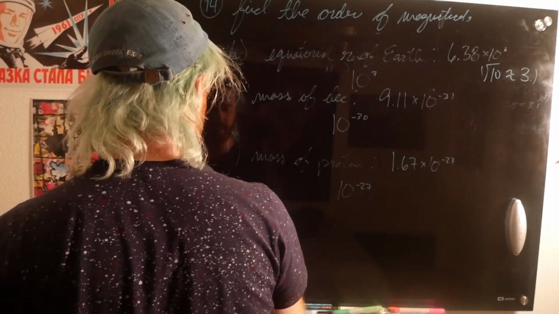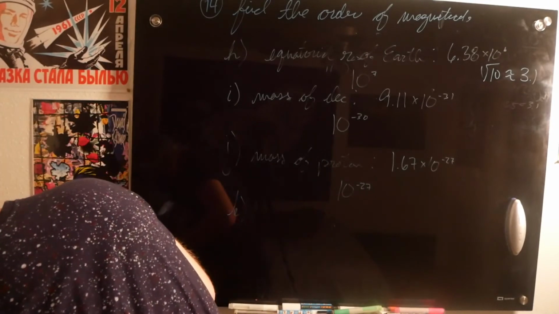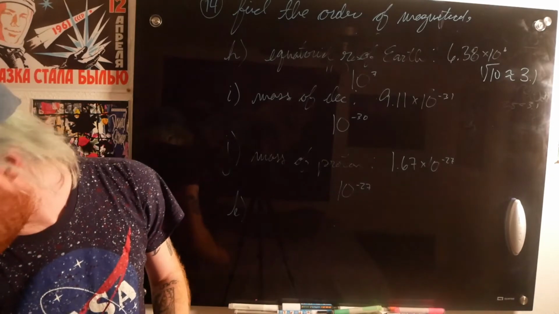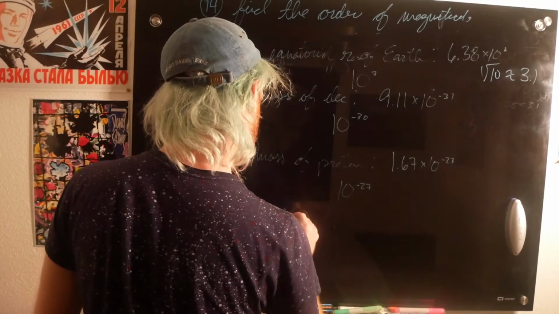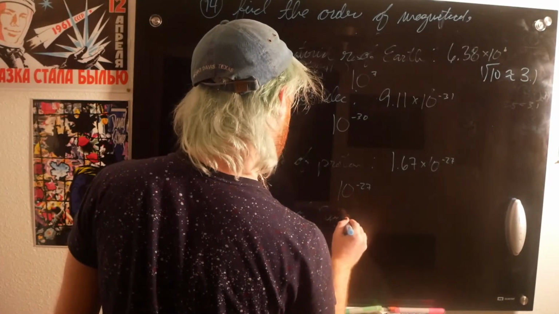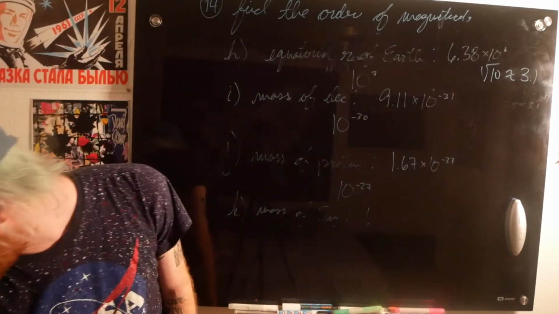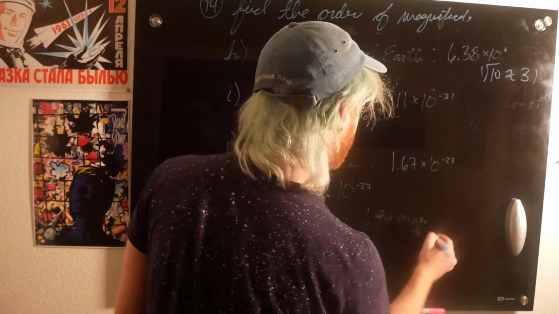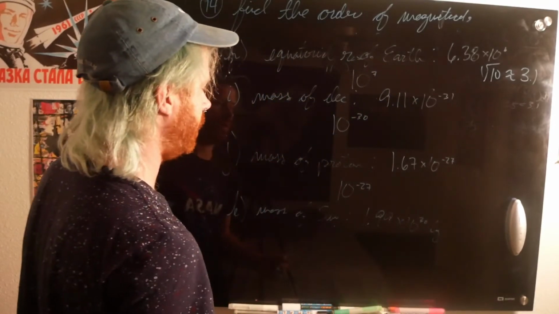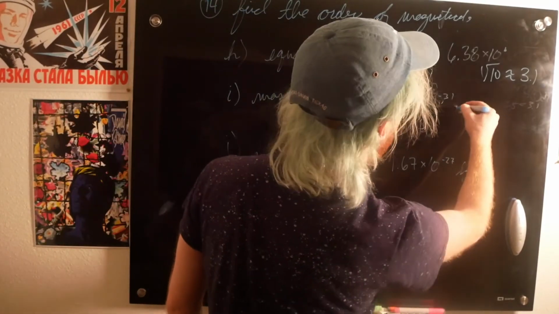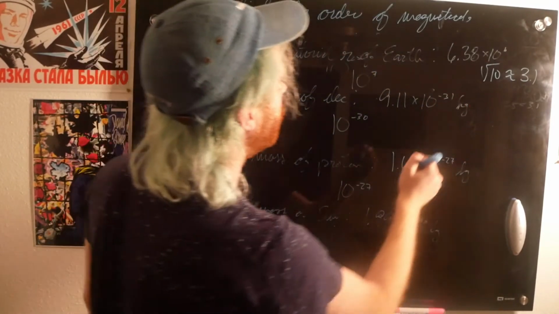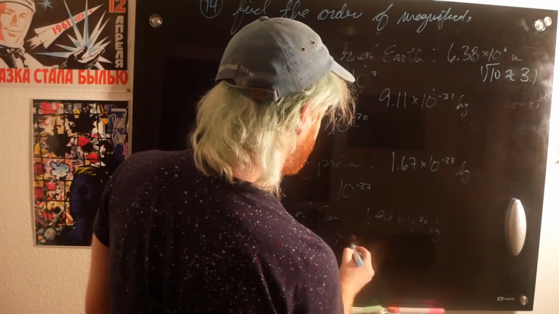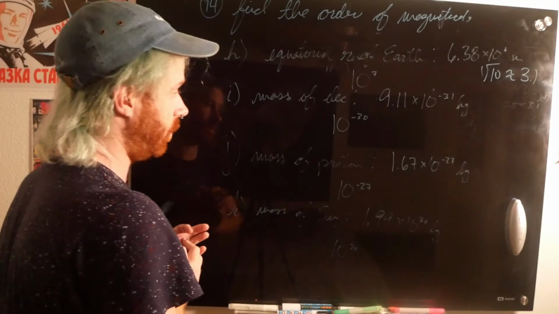And then the last one, K, is going to be the mass of the sun, which is 1.99 times 10 to the 30th kilograms. And sorry, units here, kilograms, not meters. Okay, so we're going to estimate that to be 10 to the 30th. That's the order of magnitude there.